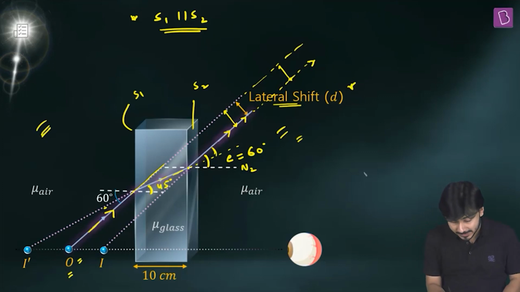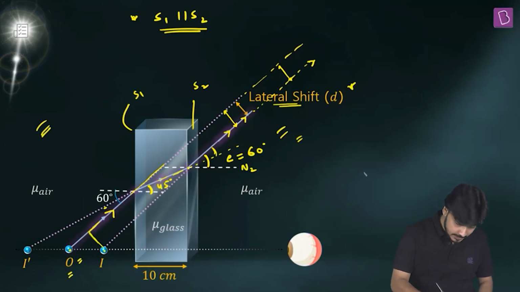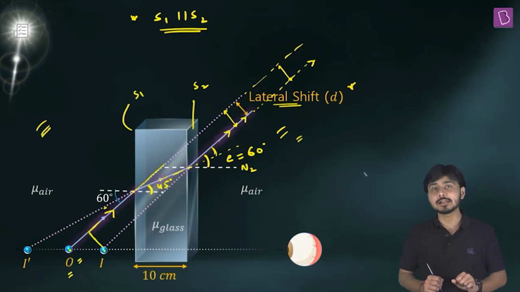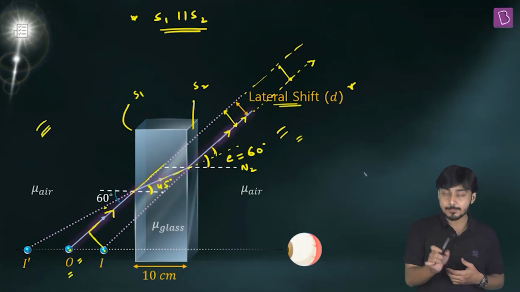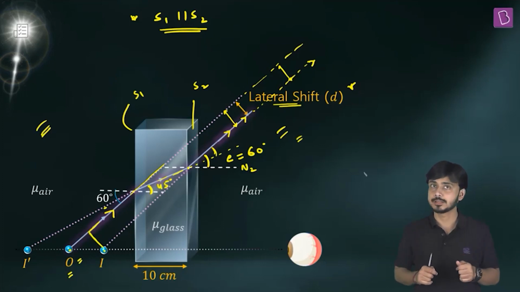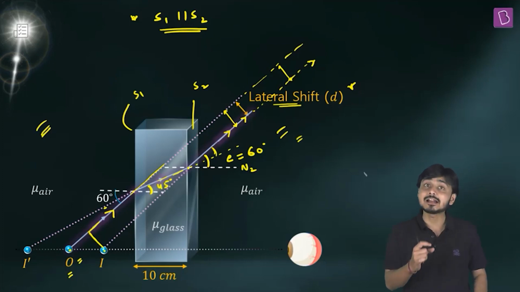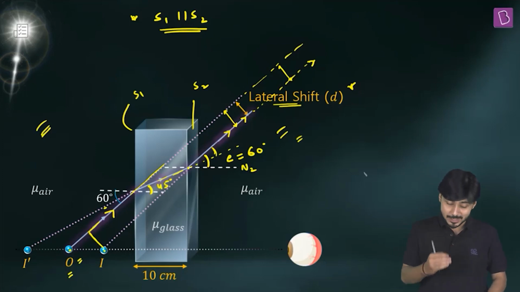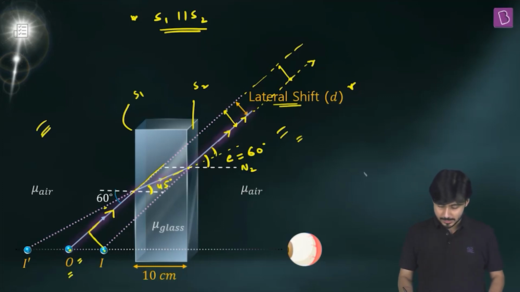It is not the shifting between the object and the final image. It's not OI. It's this. Correct? And you should understand when lateral shift appears. It appears when S1 is parallel to S2 and the surrounding medium on both sides is the same. Correct? So that's condition number 1. Those are the conditions, right? And then what is lateral shift? It is the perpendicular shift between the parallel set of the incident ray and the refracted ray. Correct? Okay.